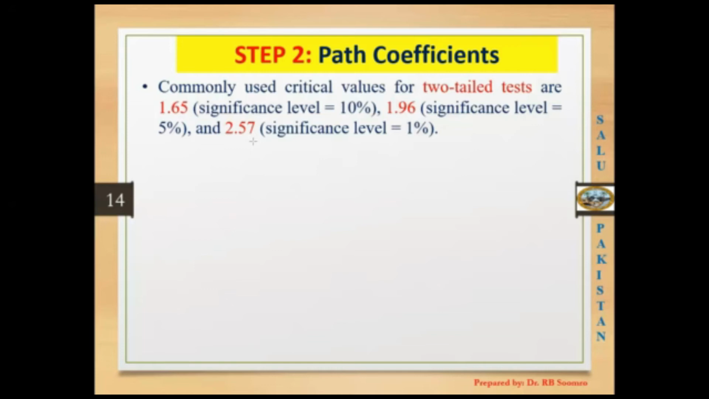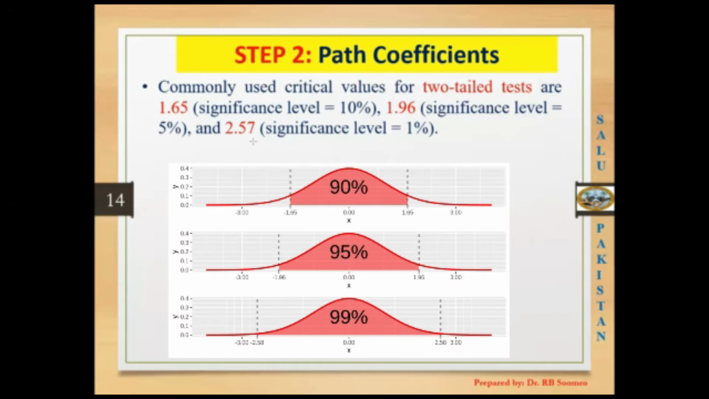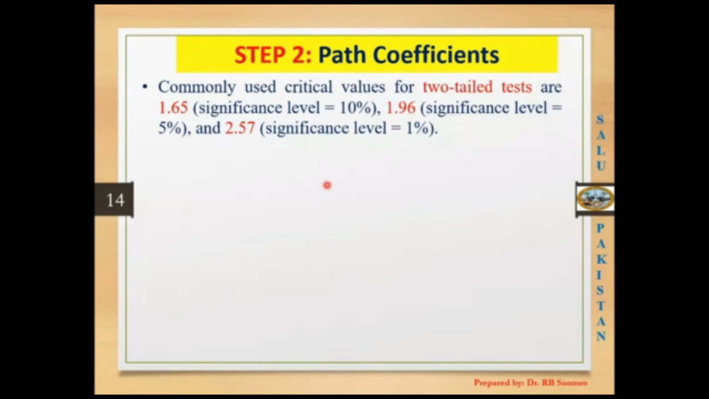Now, normally we have three levels of the confidence interval. One is 90%, one is 95%, and the other is 99%. Mostly researchers use the 95% confidence interval. So this is in case of the two-tailed test.